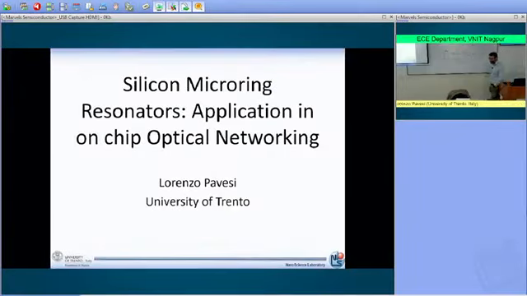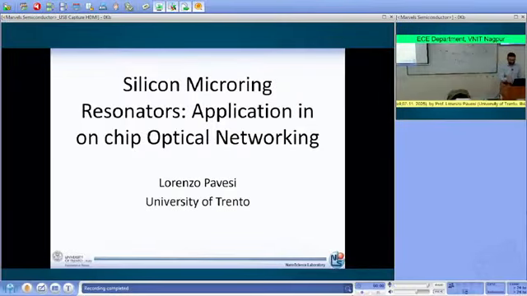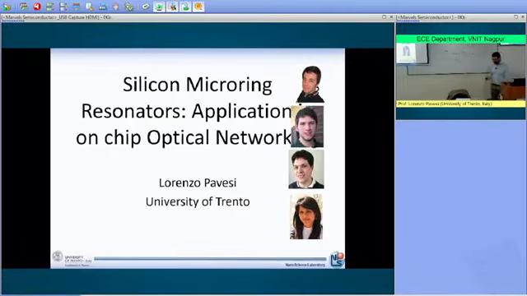Here is the use of silicon photonics, and what I want to tell you is the application in on-chip optical networking. I'm going to go through all the different steps, all the different components that we have developed in order to make an optical network on-chip. And for that, I need to acknowledge the people in the lab who did this work.